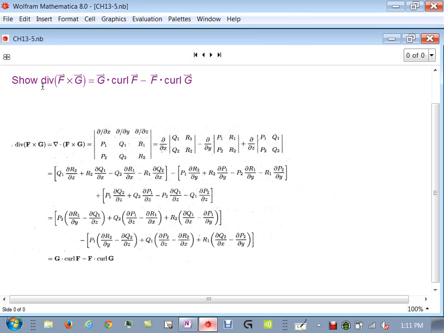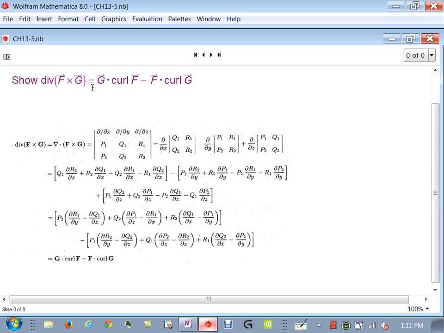If we want to show, and this is very similar to your take-home exam, that the div of the vector field F crossed with the vector field G equals vector field G dotted curl F minus F dot curl G, to show that this identity is true, you do with most all identities. You start with one side and you turn it into the other, right? You do not work with it like an equation. You start with the left side, make it turn into the right side.